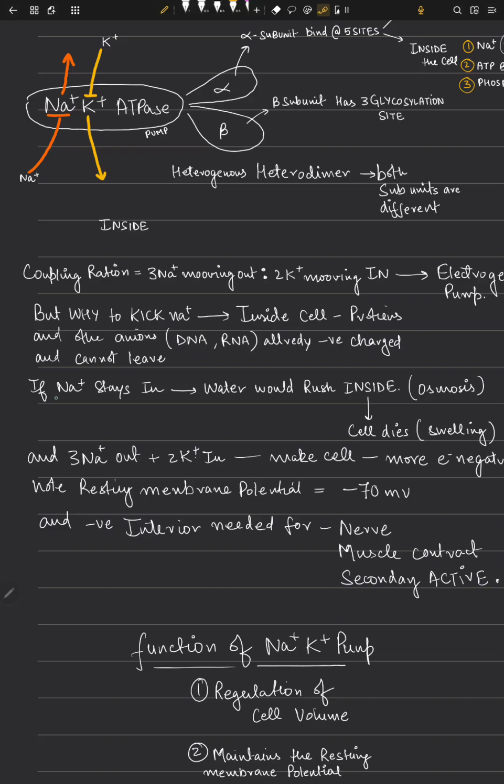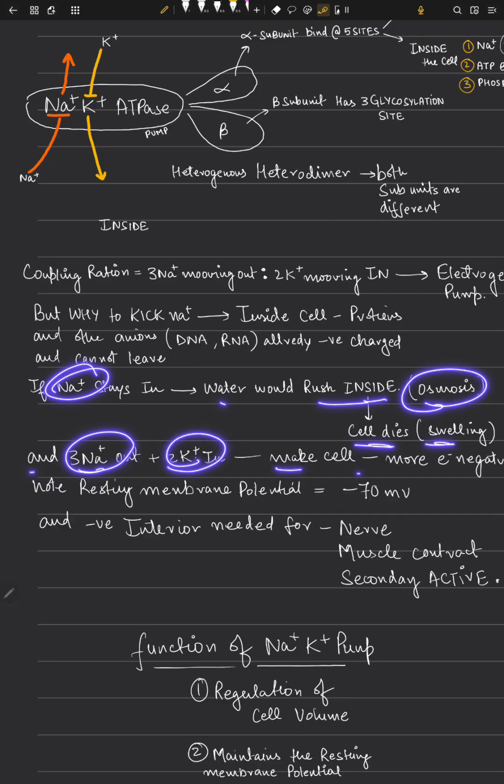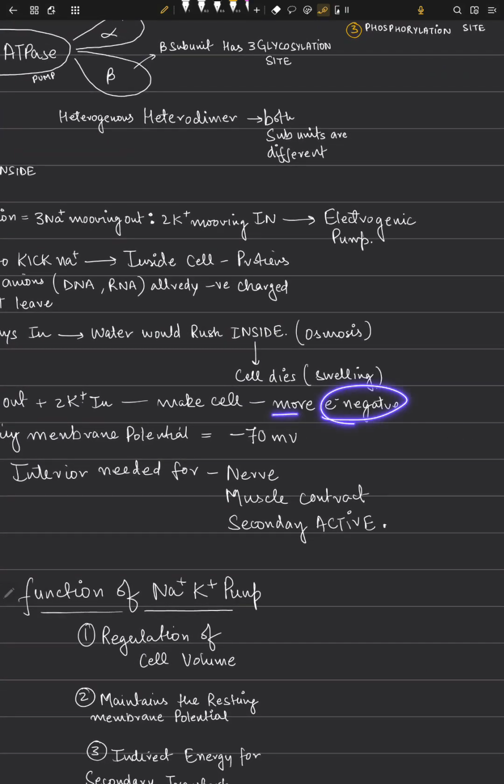It's nothing. If Na stays in, the water would rush in, because we already know sodium is osmoactive. It brings a lot of water. We don't want our cells to swell up, right? So that's why we need to kick out Na. Water would rush in via osmosis and the cell dies, swelling. And 3 Na out and 2 K in makes the cell more electronegative.